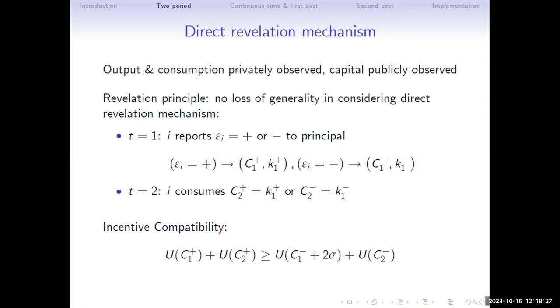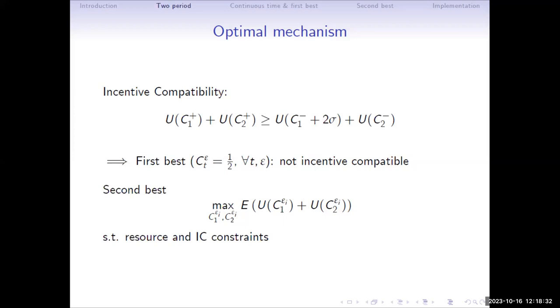And then the optimal mechanism maximizes expected utilitarian welfare subject to the incentive constraints and the IC constraint.